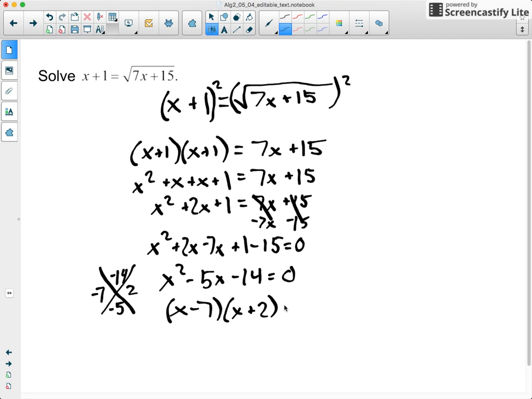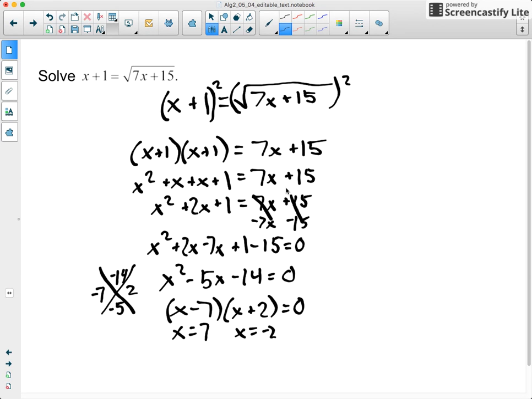Now here's the thing. These answers will not always be correct, or one of these answers may not be correct. What you must do is you must replace, first solve these for x. So if I set this equal to 0, I'll get x equals 7. If I set this binomial equal to 0, I get x equals negative 2. But we have to replace those values into our original problem to see whether it satisfies both sides of the equal sign.